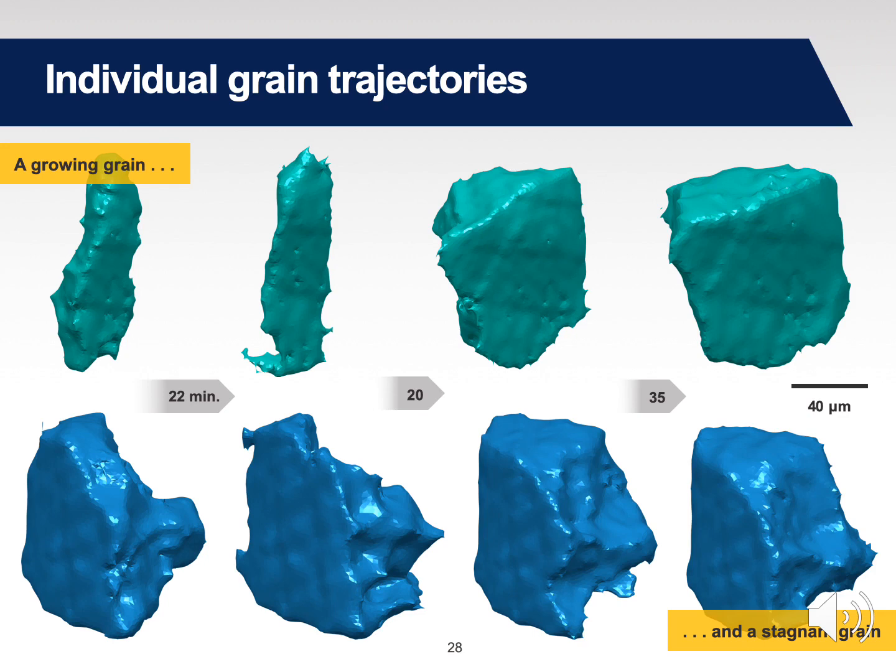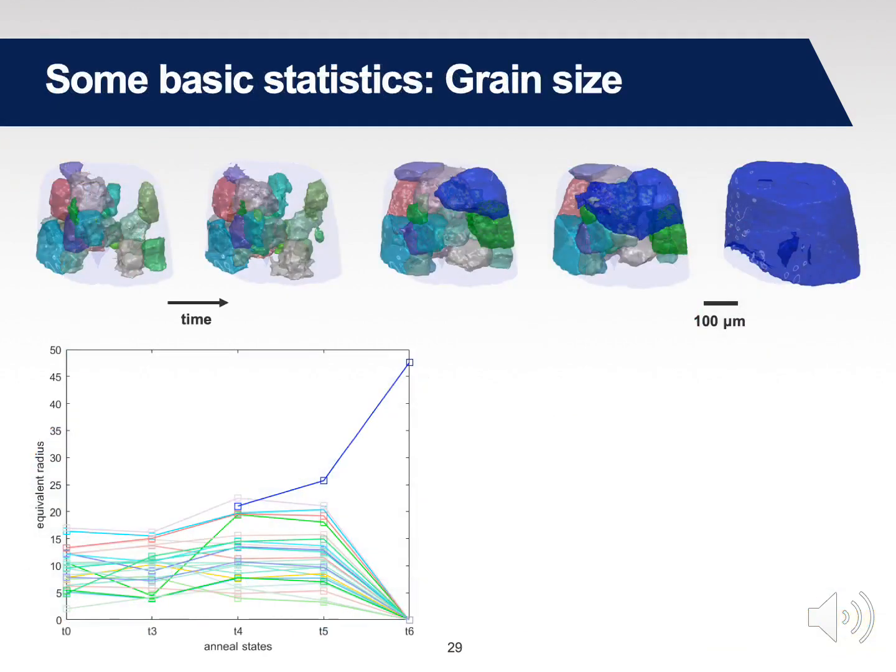So now that we have tracked grains, given this wealth of grain level data, we can ask ourselves, what is the influence of the initial grain size, which we compute as the equivalent diameter, on a grain's propensity to become abnormal? So here I'm showing the grain size as a function of time for all of the grains in this network. Of course, in the end, you only end up with one grain.